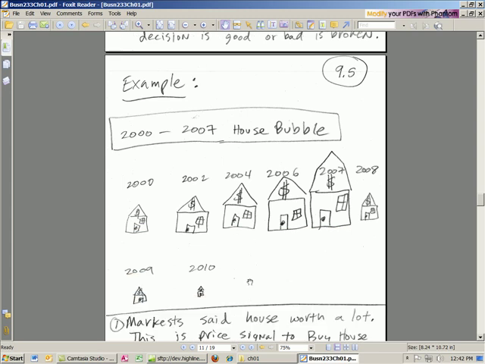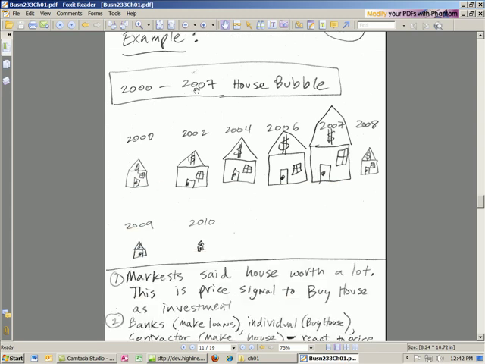Here's an example, right? 2000 to 2010, I should have put a 10 there. But here's the house price going up, going up. This is the market, right? So all of us are looking, saying, wow, look at that house price. I better get in and buy it so it can go up and up and up forever, right? So we made our decision based on a market price signal. House going up a lot, I better buy it so then I can sell it later and make a profit.